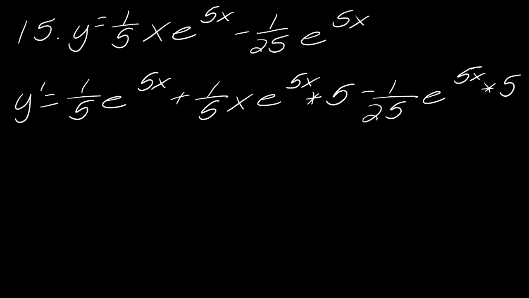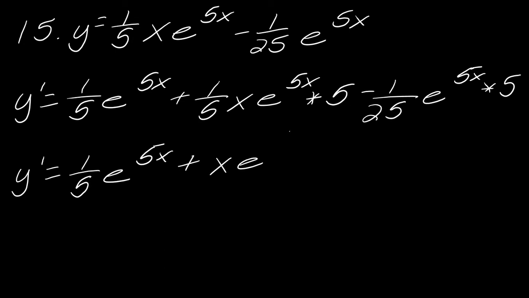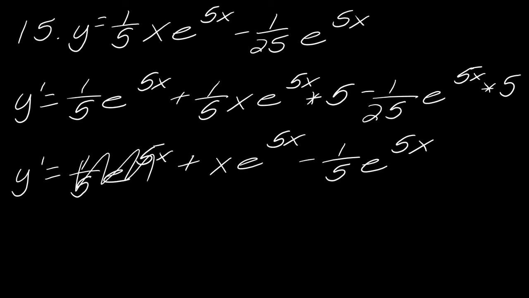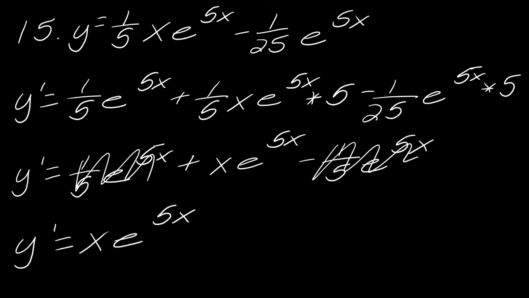Okay, so now we've got some things that we can simplify here. I've got 1/5 e to the 5x. These 5's in the next part drop out, so this is xe to the 5x, and then this will simplify to 1/5 e to the 5x. And now I can see that these 1/5 e to the 5x's drop out, so this will just leave me with the answer xe to the 5x, and that's it.